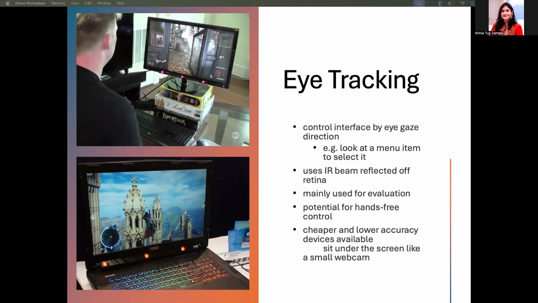Eye tracking lets us control computers with just our gaze. It has huge potential for accessibility. Right now, it's mostly used for research and gaming, but cheaper devices are emerging. So could you see yourself using eye tracking instead of a mouse?